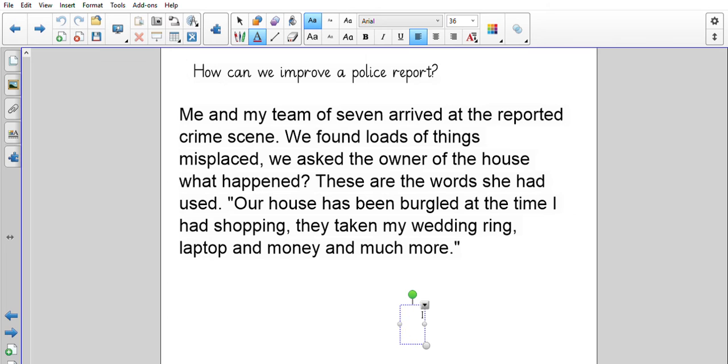So me and my team of 7 arrived at the reported crime scene. We found loads of things misplaced. We asked the owner of the house what happened. These are the words she had used. "Our house has been burgled at the time I had shopping. They'd taken my wedding ring, laptop and money and much more." It's very basic. It's very poorly written.